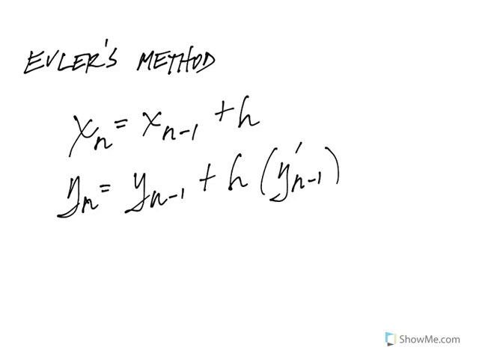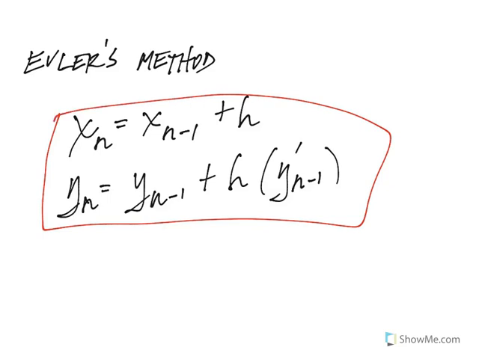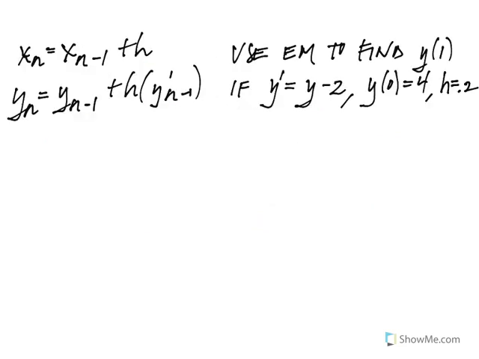All right, so let's work through a quick example using this formula. So we'll proceed to the next page, and I'll copy that over. I've got the formula for Euler's method in the upper left-hand corner. The problem is: use Euler's method to find y of 1 if y prime is equal to y minus 2, and the initial condition y of 0 is equal to 4. And, of course, the distance between each x value, or the step, is 0.2.